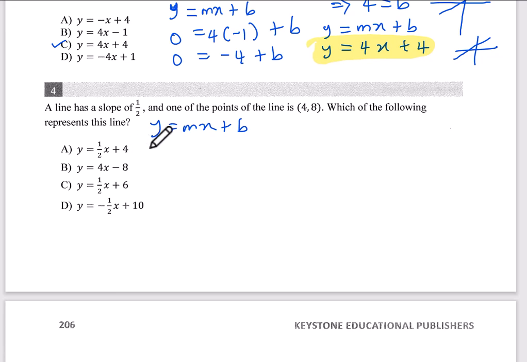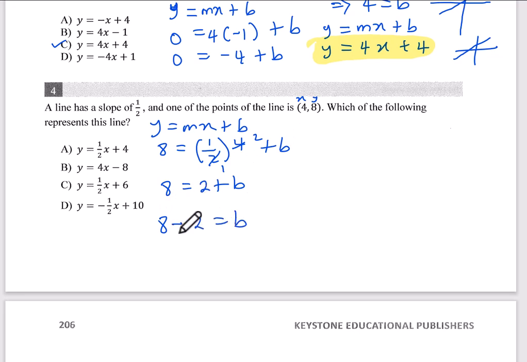Okay, from here, let's substitute. So this is x and this is y. So y is 8 is equal to, slope is 1 over 2, right? So 1 over 2, and then x is 4, plus b. So 2 here is 1, 2 here is 2. So we have 8 is equal to 2 plus b. I just multiplied 4 by half, and half of 4 is 2. So that makes sense. So collect like terms here. We have that 8 minus 2 is equal to b. That gives us 6, right? So therefore, b is equal to 6.